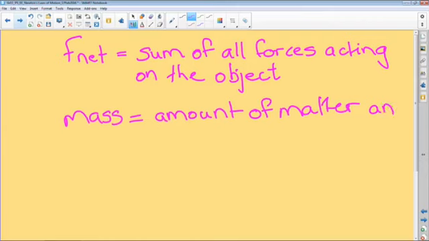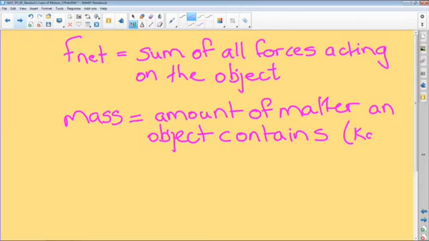That an object contains, or an object is made up of. And what is important here is the units. And I forgot the unit for force. So for mass, our unit is kilograms. For force, our unit is newtons, named after Sir Isaac Newton for all the work that he did on forces.